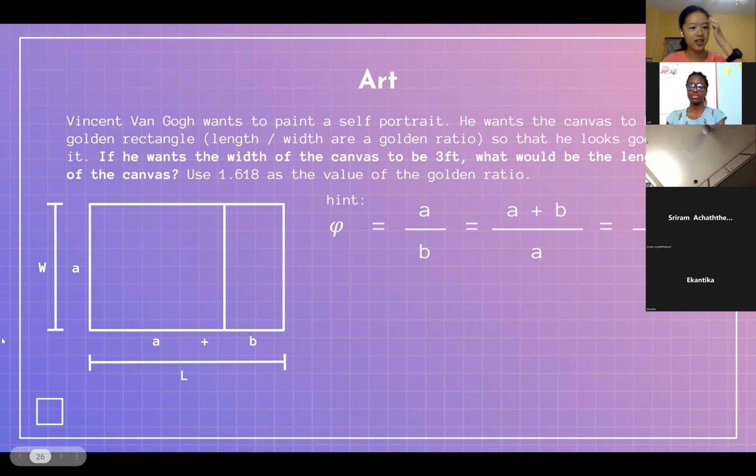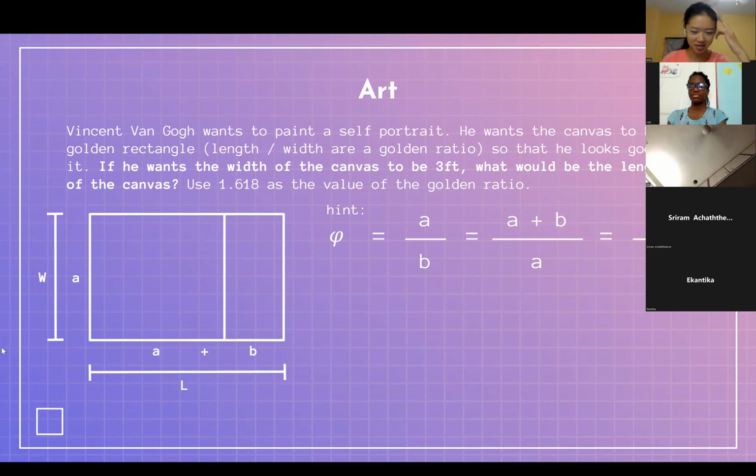So let's say that Vincent van Gogh, a long time ago, wanted to paint a self-portrait, and he wants the canvas to be a golden rectangle, which is basically when the length divided by the width is the golden ratio, so that he looks good in it, right? So if he wants the width of the canvas to be 3 feet, what would be the length of the canvas?